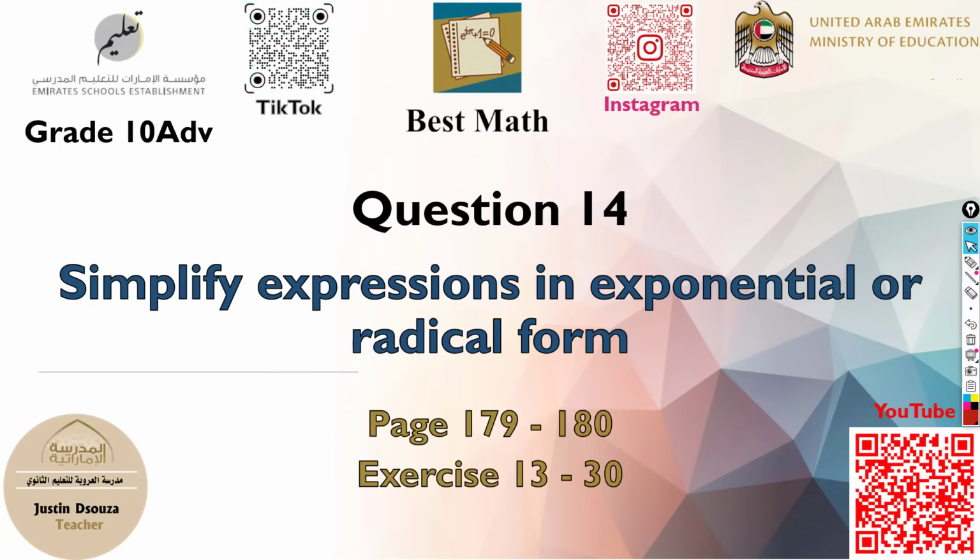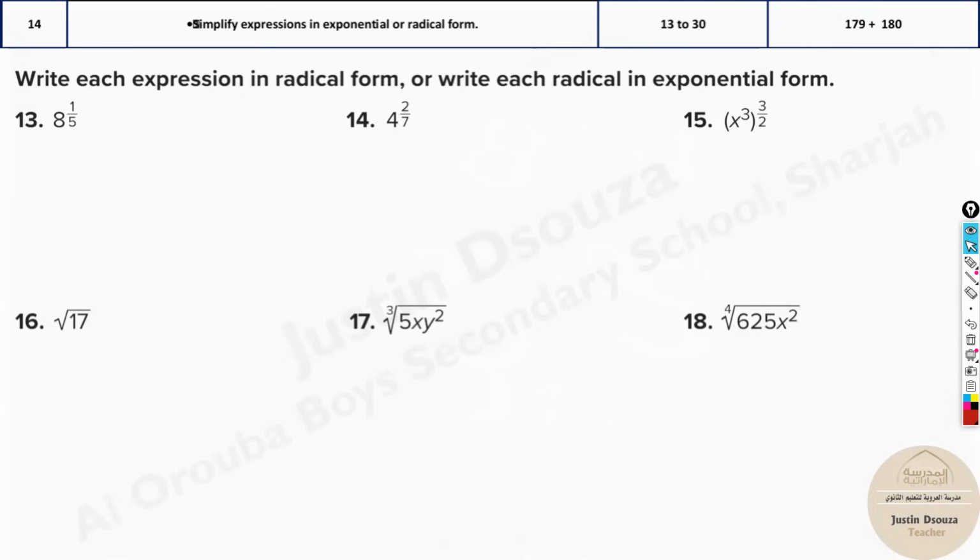Question 14, the penultimate question, is to simplify expressions in exponential or radical form. It is one of the easiest topics since it's an MCQ. If there are numbers like this, just use the calculator. But if there are variables and numbers, I'll show you how you can solve it now.